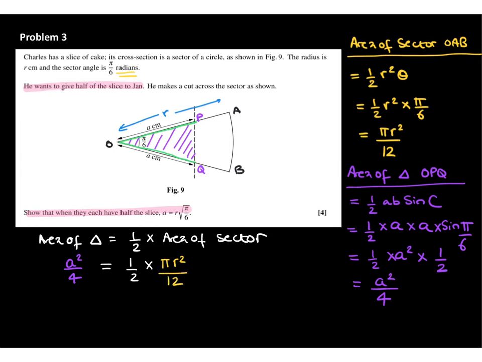Now, look at where you're aiming for. We need to show that this is true, so we need to rearrange this result for a and then simplify it. So what can we do? We can say that a squared is equal to 4 pi r squared over 24, which simplifies down to give me pi r squared over 6. So if we then square root both sides of this, you can see that a is equal to r times the square root of pi over 6, which is what was required.